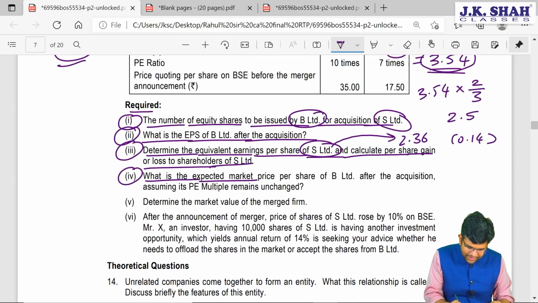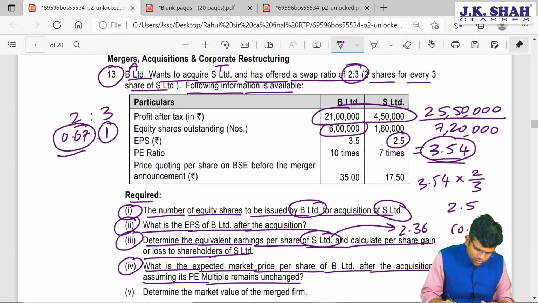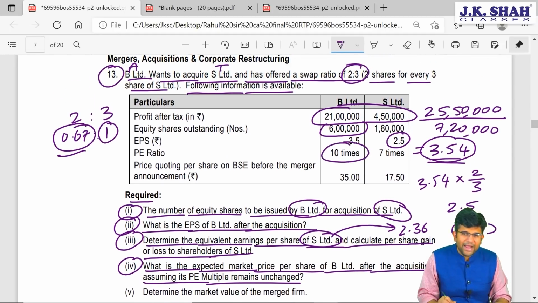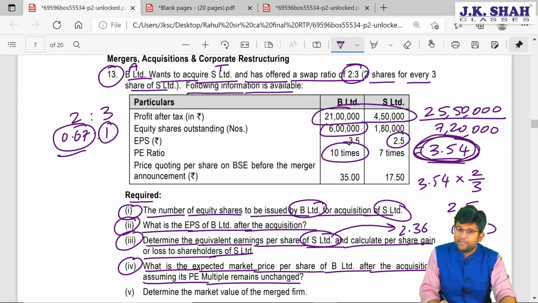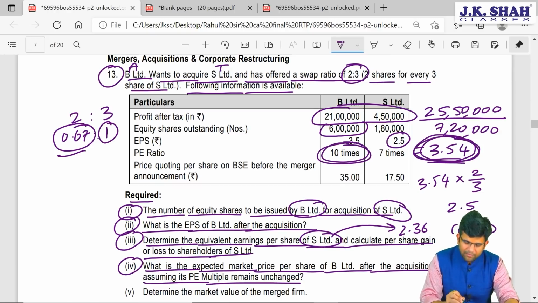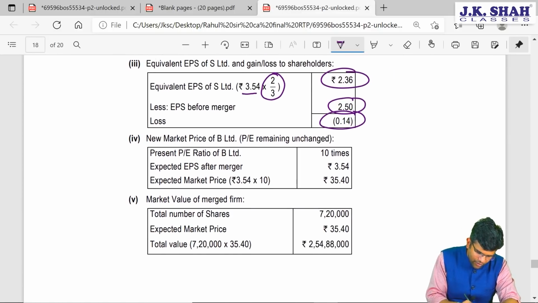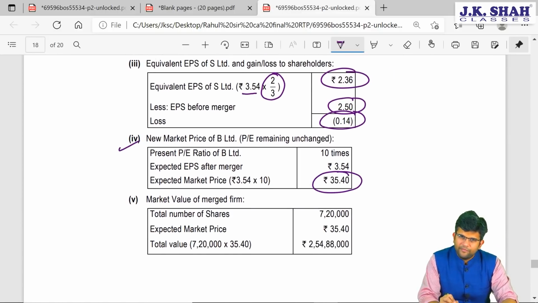What is the expected market price per share of the acquiring company post merger, assuming its P/E ratio remains unchanged? So children, if the P/E ratio of 10 times of the acquiring company remains unchanged post merger also, do you realize the market price per share post merger will be 3.54, that is the EPS post merger, multiplied by the P/E ratio. You also know, EPS into P/E will give MPS. 3.54 into 10, 35.4 will be the post merger market price. So you can see point number 4, 35.4, right?